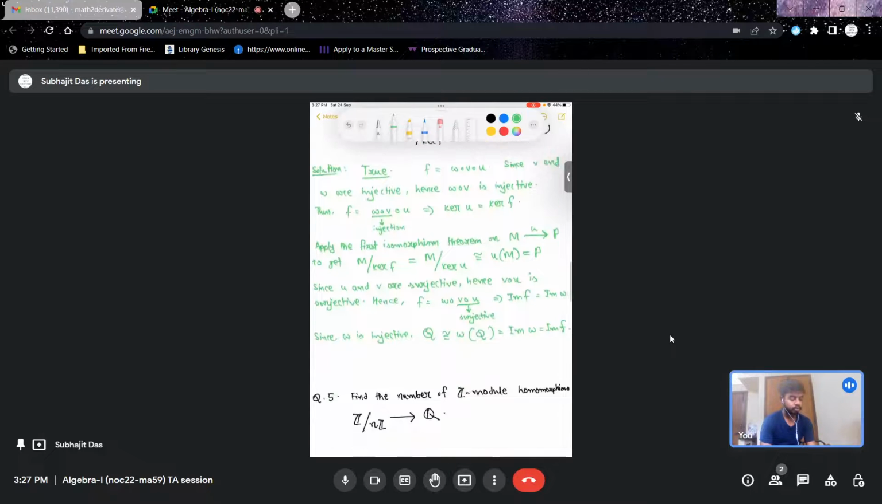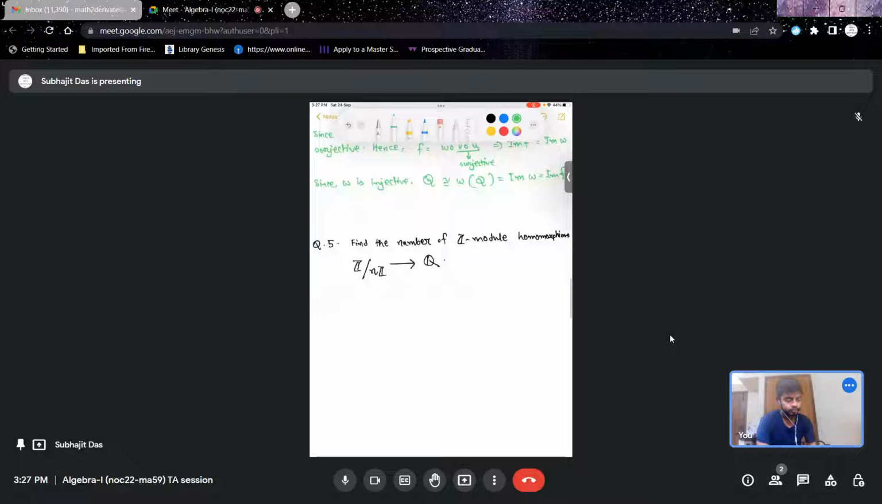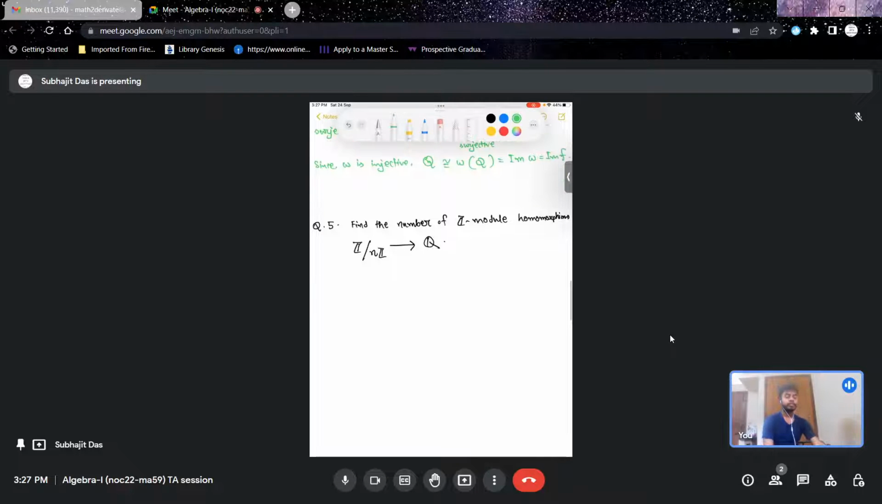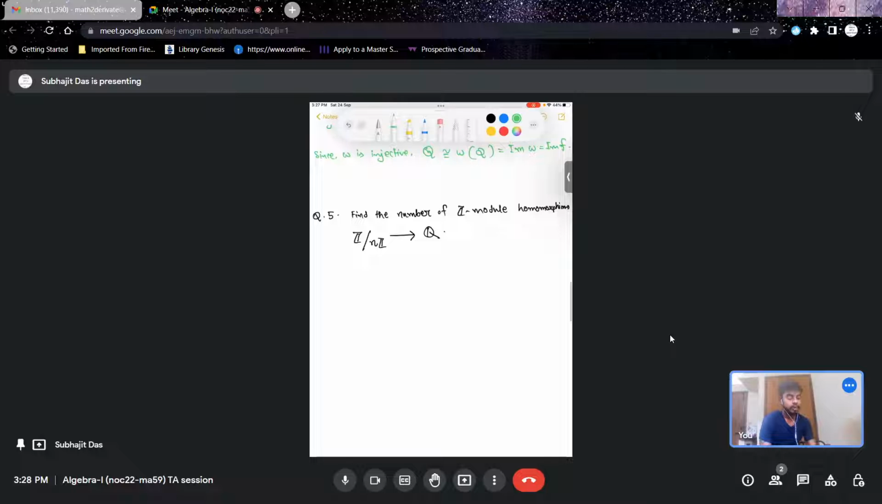Okay. So let us move on to the next problem. We need to find the number of Z module homomorphisms of Z mod nZ into Q. Z mod nZ is an abelian group, hence a Z module. Q is an abelian group, hence a Z module. We are considering mappings of Z mod nZ into Q which preserve the Z module structure, that is, which are precisely Z module homomorphisms or abelian group homomorphisms.